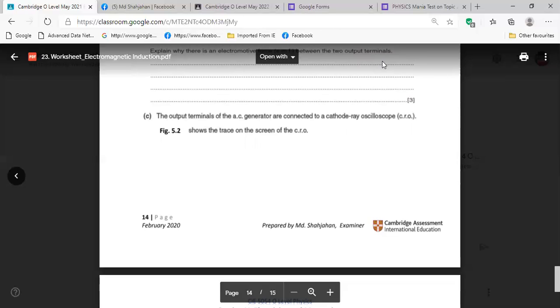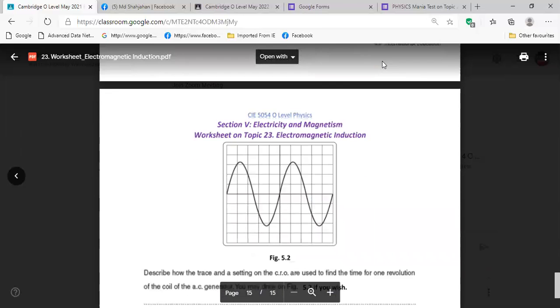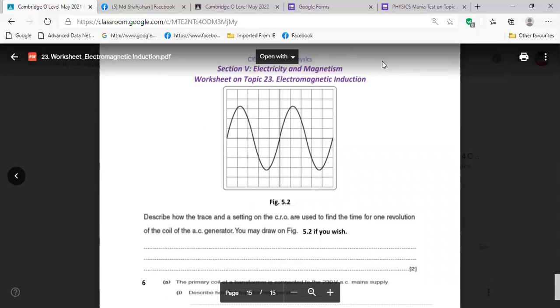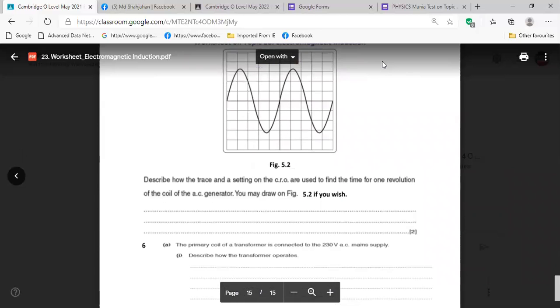The output terminals of the AC generator are connected to a cathode ray oscilloscope, CRO in short form, which shows the trace on the screen of the CRO. You already know it, right? Yes, sir. It is like the graph we did in this class.